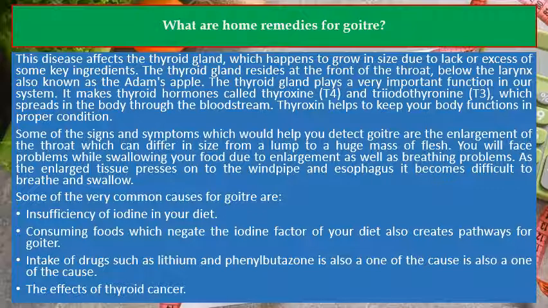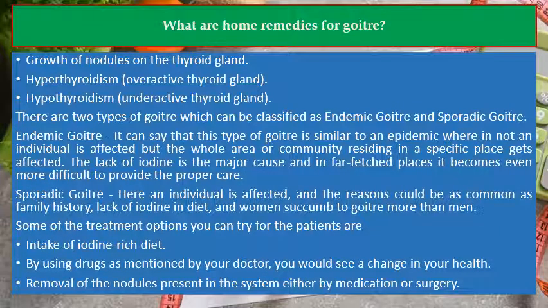Some of the very common causes for goitre are: insufficiency of iodine in your diet. Consuming foods which negate the iodine factor of your diet also creates pathways for goitre. Intake of drugs such as lithium and phenylbutazone is also one of the causes. The effects of thyroid cancer: growth of nodules on the thyroid gland. Hyperthyroidism, overactive thyroid gland. Hypothyroidism, underactive thyroid gland.